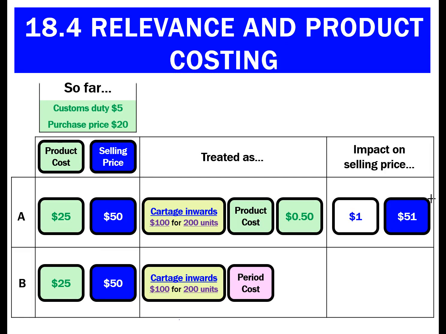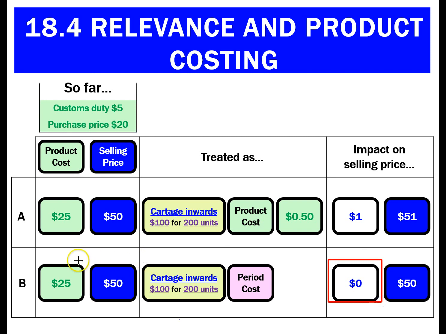So where'd that dollar come from? Well, we doubled this. Okay, and then we added that to the 50, and that gave us a total of 51. But business B didn't add it in. So if it didn't call it a product cost, that meant the actual impact on the selling price was 0. So if the selling price was already 50 and we called it a period cost and didn't allocate it, well, the final selling price would be $50. Long story short, we've ended up with one business selling it for 51, one business selling it for 50.